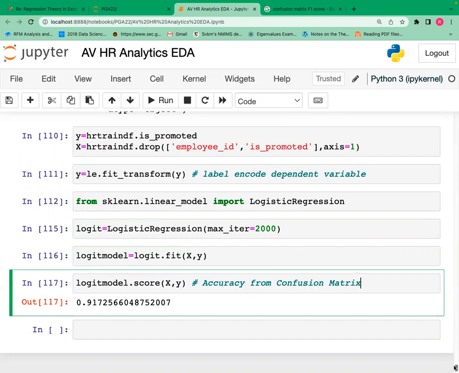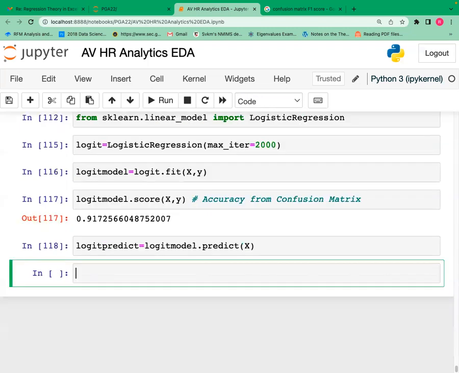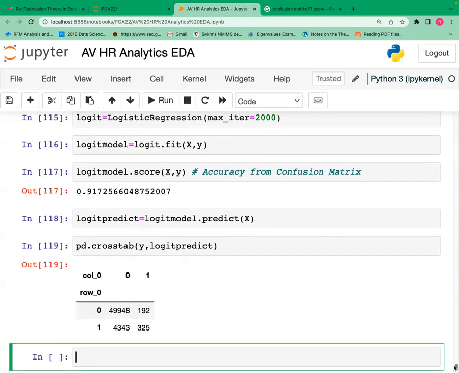Now, if you want to see the confusion matrix, you can also see it by printing it. Logic predict is equal to logic model dot predict of x. pd dot crosstab y comma logic predict. You can see the confusion matrix.